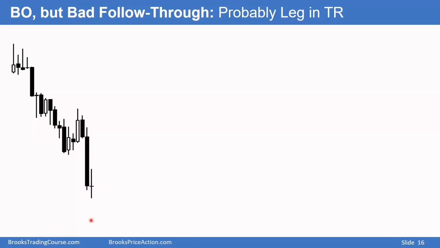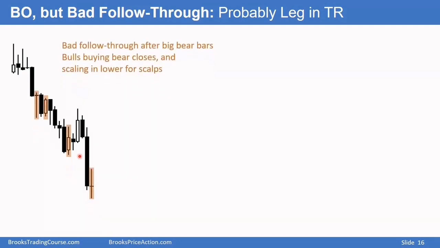The bear bars are getting bad follow through, so you have to be suspicious that maybe this is more likely a bear leg in what will end up as a trading range instead of a bear trend that continues on for a long way. The bulls are buying the bear closes, betting against a strong bear trend.